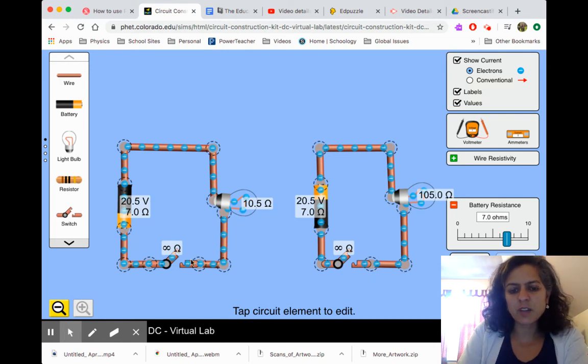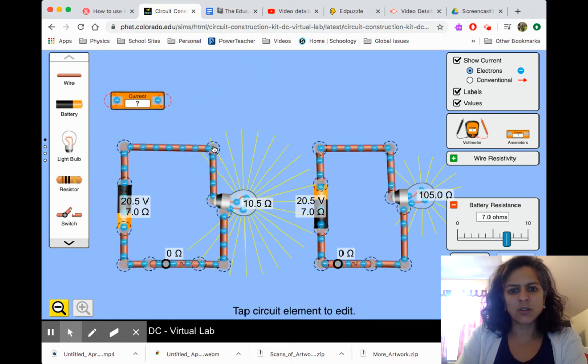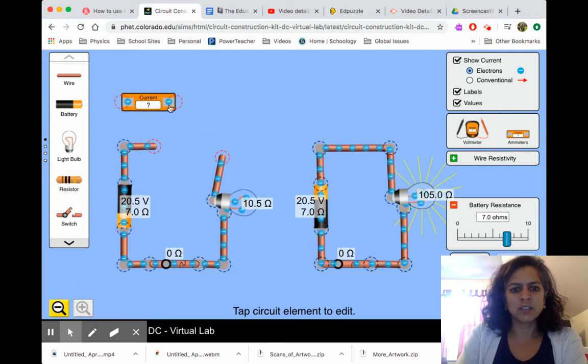So let's see about the bulb brightness. I'm going to close both of these switches. And you'll notice the bulb brightness in this simulation is indicated by the length of these yellow lines. The one on the left has a brighter bulb than the one on the right. So power is directly related to bulb brightness. We also know that power can be calculated. Power is equal to current times voltage.